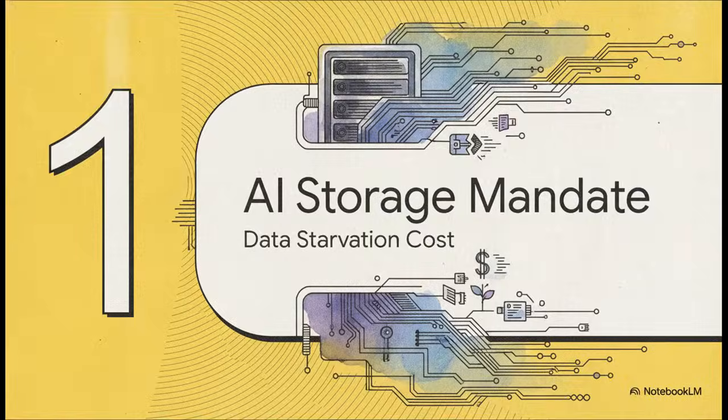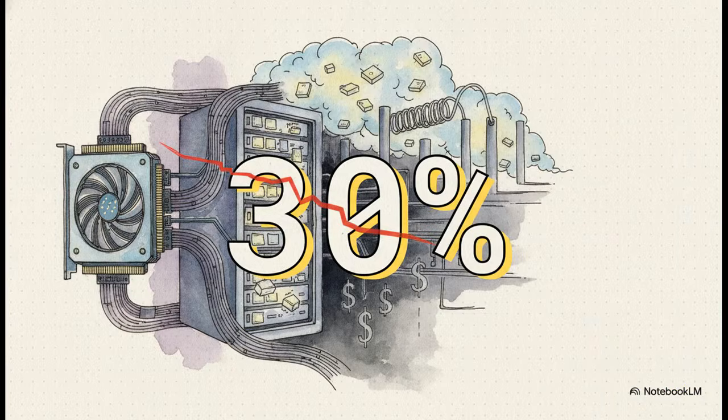Section 1. The AI storage mandate and the extremely high cost of data starvation. 30%. I really want you to let that number sink in for a second. That is the typical GPU idle penalty in a poorly designed environment. Think about what that actually means in the real world.